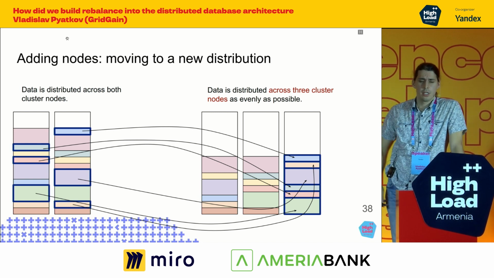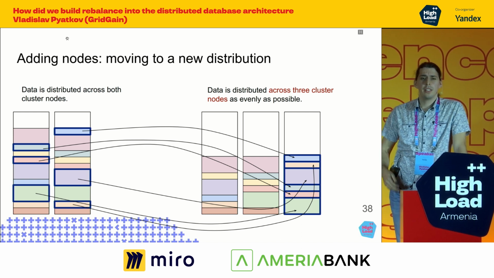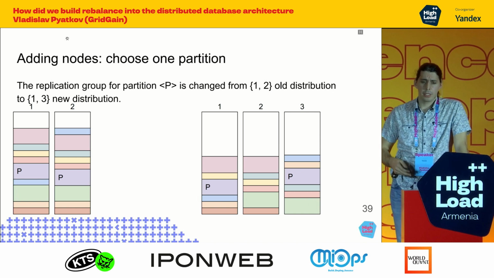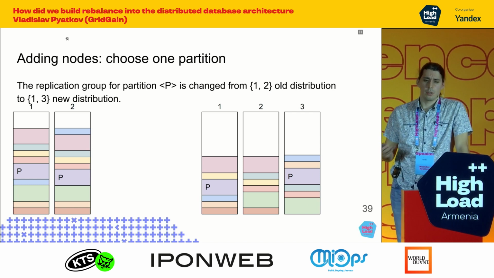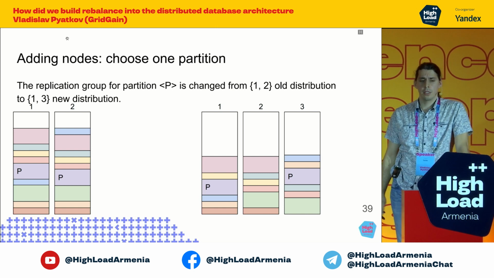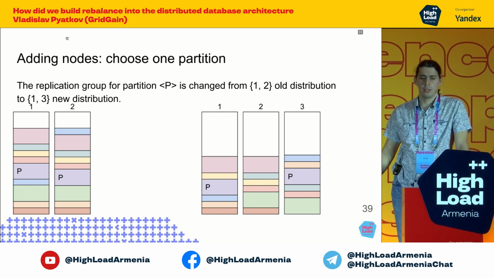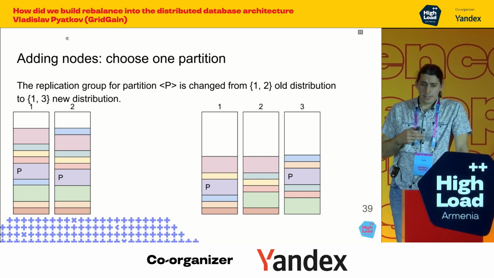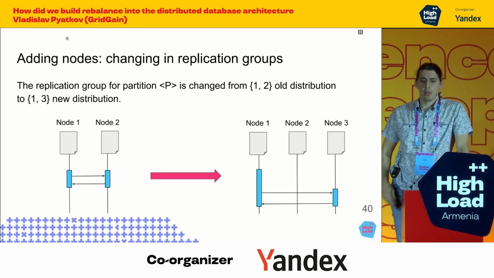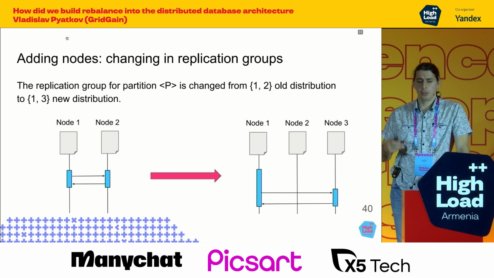Let's do it, and of course, after the recalculation distribution, the data become evenly distributed. And of course, look at the replication level, how we use replication for doing rebalance work. In this case, we have copies of the partition before on node 1 and node 2, and then we have copies on node 1 and node 3. And when we look at the replication diagram, we have interaction between node 1 and node 3 after recalculation distribution.